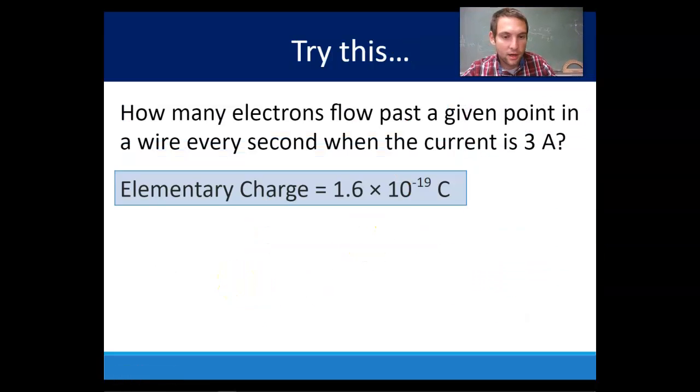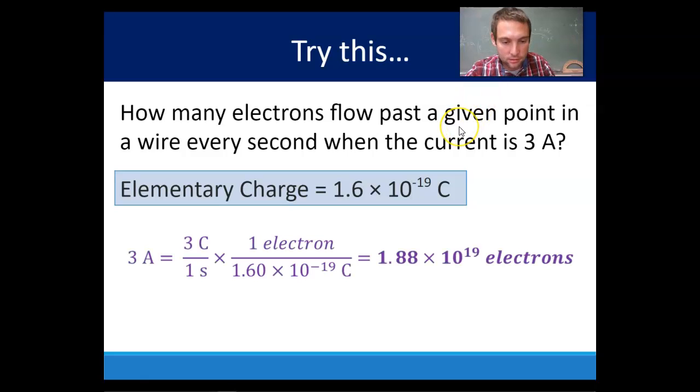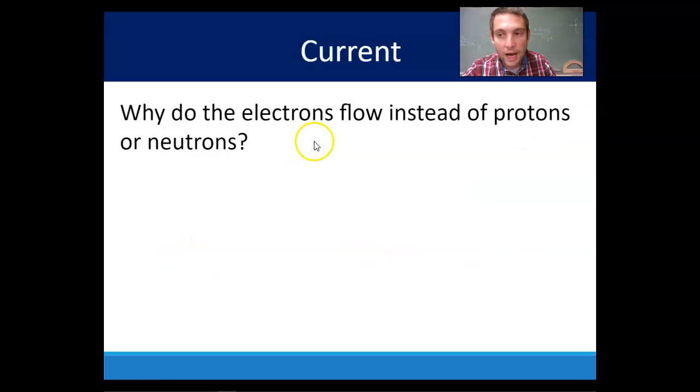Let's try this. How many electrons flow past a given point in a wire every second when the current is 3 amps? Go ahead and hit pause. Try that question. And there we go. I don't know if I gave you enough time, but it was basically the same question that we just did, but there's a 3 in front, and we're dealing with time now. So we're using I equals Q over t.